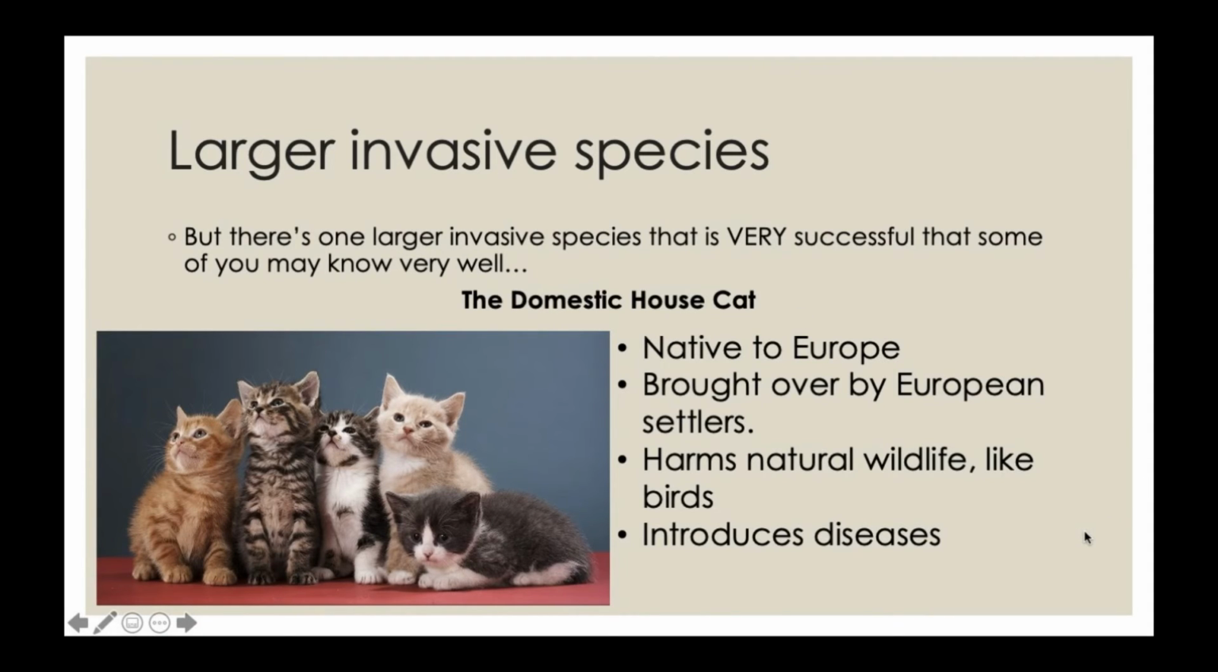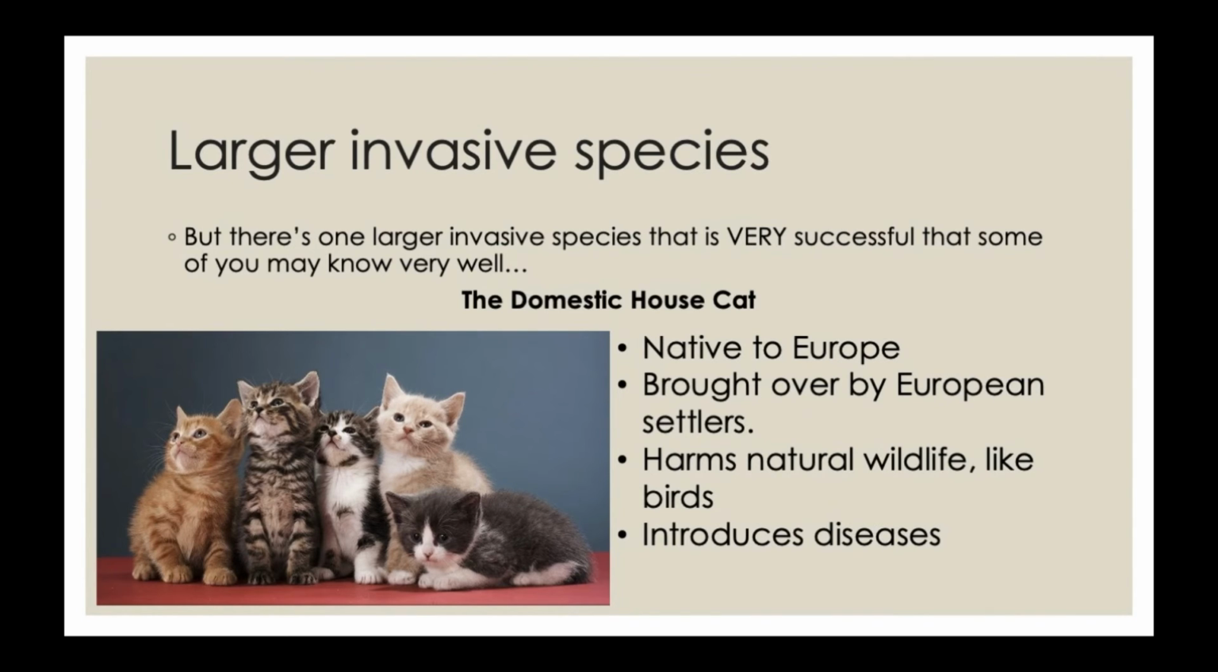So like Morgan said, a lot of invasive species are going to be a lot smaller, so they're harder to see, or they're going to be plants, so you don't really see them until they're already rooted and growing. But there's one larger invasive species that many of you may know really, really well, and they're very successful. You might snuggle with them in your bed or at your house. You might see them around in your backyard or just anywhere else, and that's the domestic house cat.